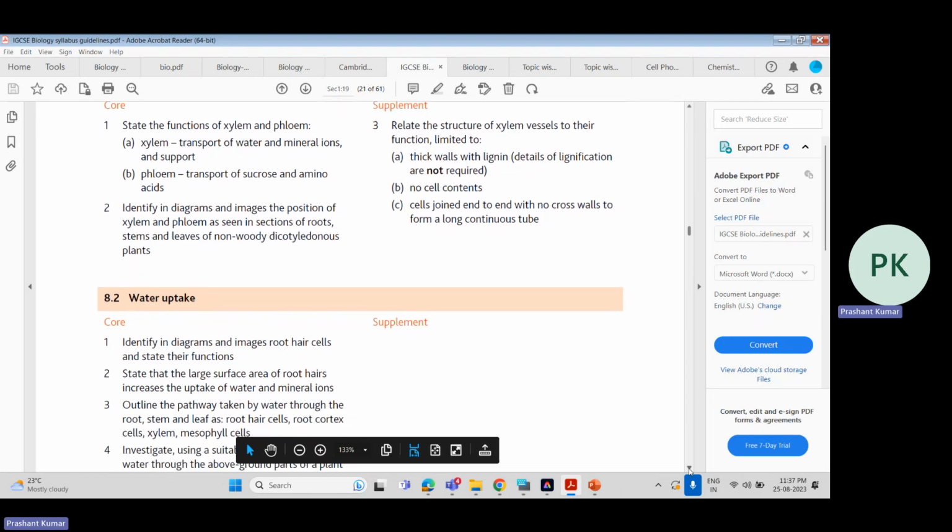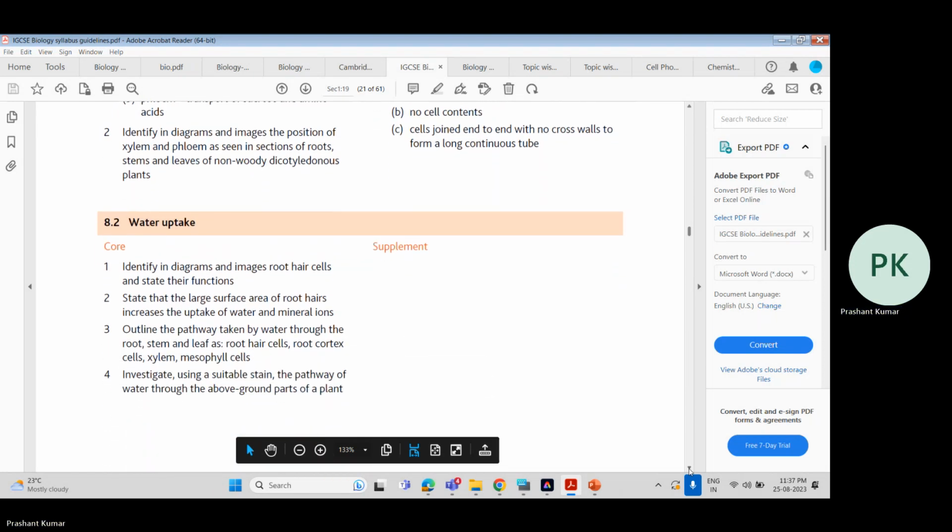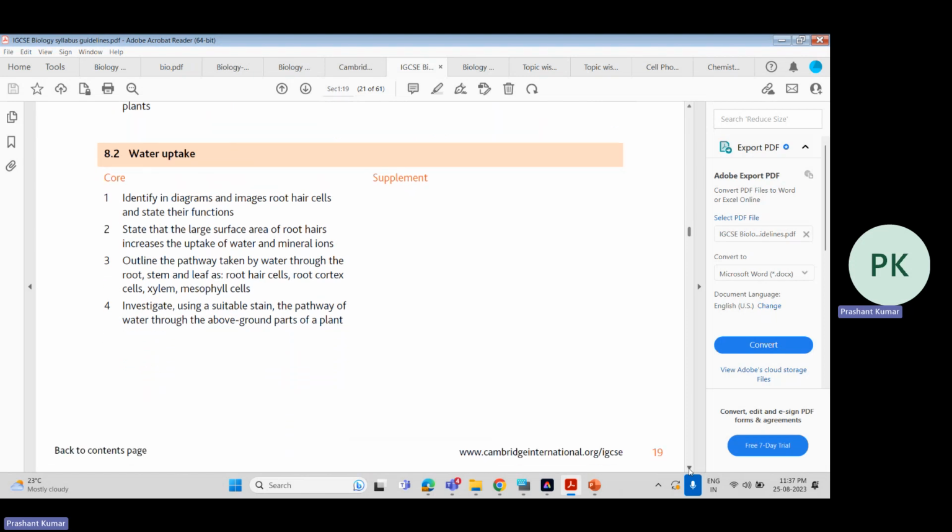Then the next section is water uptake. We'll try to identify the diagram and image of the root hair cells, and we'll discuss the function. Then we'll talk about the large surface area of the root hair and how it helps to increase the absorption process. Then we'll talk about the pathway water takes when it goes to the mesophyll cells. And there is one investigation question. We'll use a suitable stain chemical, and we'll try to find out the pathway of the water molecule.